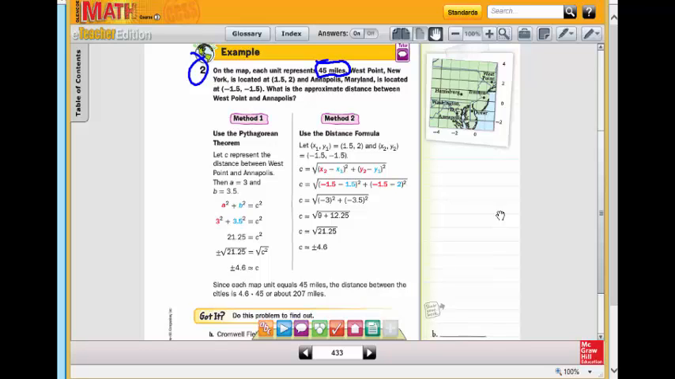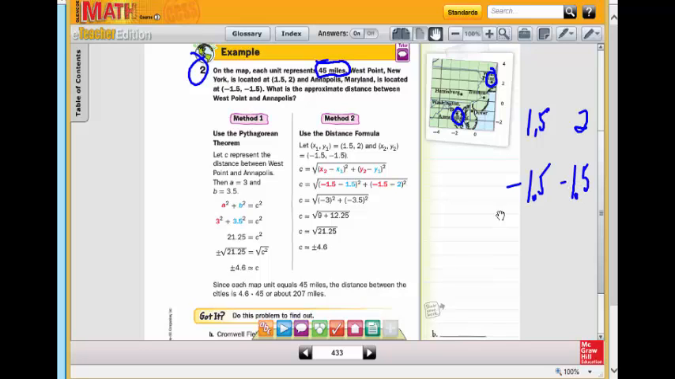And then they have West Point, New York is located at 1.5 and 2. Okay, that would be right here. And then we have Annapolis, Maryland is located at negative 1.5, negative 1.5. And then they ask, what is the approximate distance between West Point and Annapolis? So let's circle Annapolis first. But the key thing we want to look at here is we have 2 points. We have 1.5 and 2, and then we have negative 1.5 and another negative 1.5.